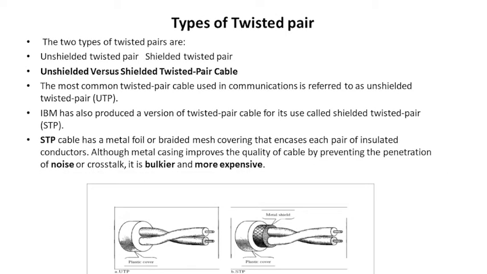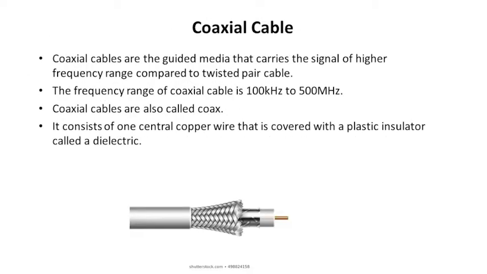The types of twisted pair. There are two types of twisted pairs: unshielded twisted pair and shielded twisted pair. The most commonly used twisted pair in communication is unshielded twisted pair. IBM also produced a version of twisted pair cable for its use called shielded twisted pair. This shielded twisted pair has metal foil covering and encasing each pair of insulated copper conductors, and it is bulkier and more expensive.